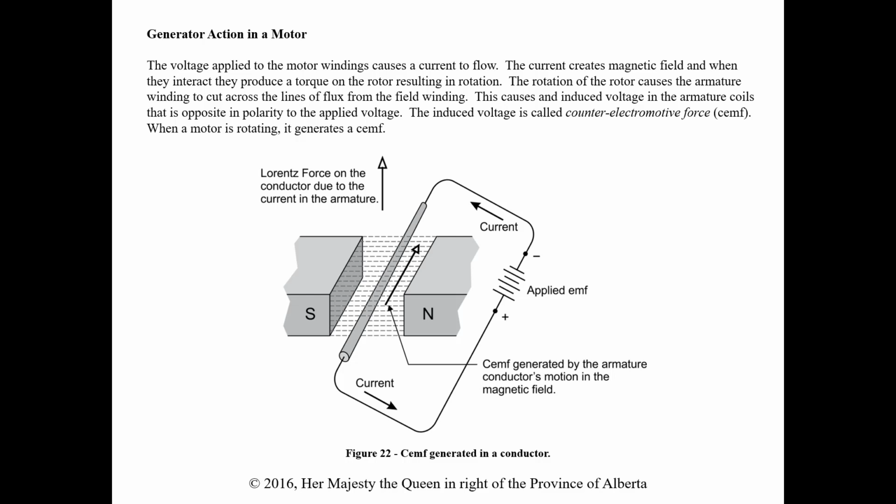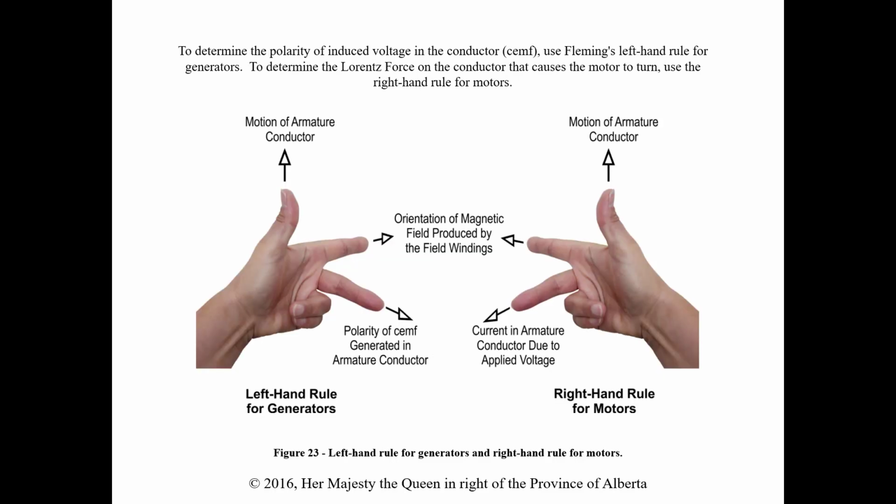So this says this causes an induced voltage in an armature coil that is opposite in polarity to the applied voltage. The induced voltage is called counter electromotive force, or CEMF. So when it's rotating, it generates a CEMF. So again, that's not the job of it. It's not producing a voltage for us to use, but it's happening because we have a conductor moving within a magnetic field. Okay, so it talks about how we can find out the direction of that.